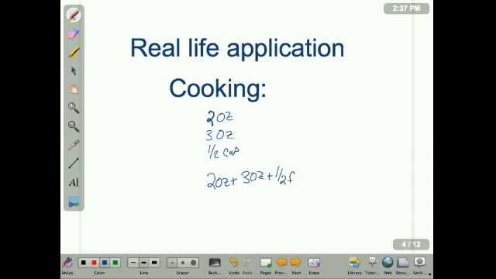Now that would be perfect if the recipe called for 1 serving, but we have to make enough for 5 people, so we need to make 5 servings. I would multiply this whole thing out by 5. Now, in order to make enough for everybody, I've got to have 10 ounces plus 15 ounces plus 5/2 or 2.5 cups of sauce.